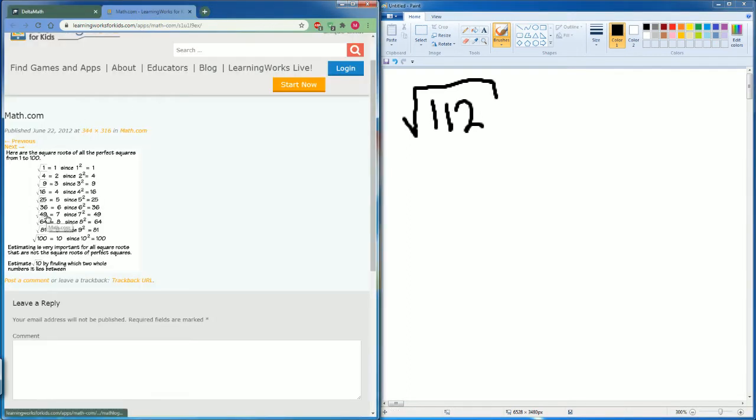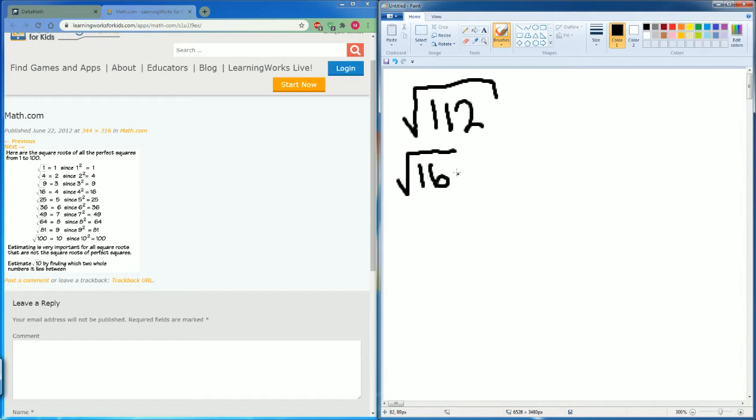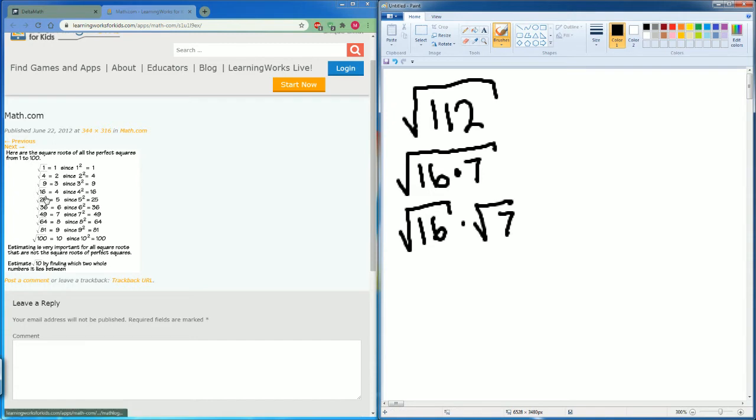Let's see if 36 can go into 112? No. Let's try 16. Can 16 go into 112? Yes, it can. So this can be broken down into 16 times 7. Break it down individually. Radical 16 times radical 7. We saw that the square root of 16 equals 4. So this becomes 4. Nothing happens to the radical 7.